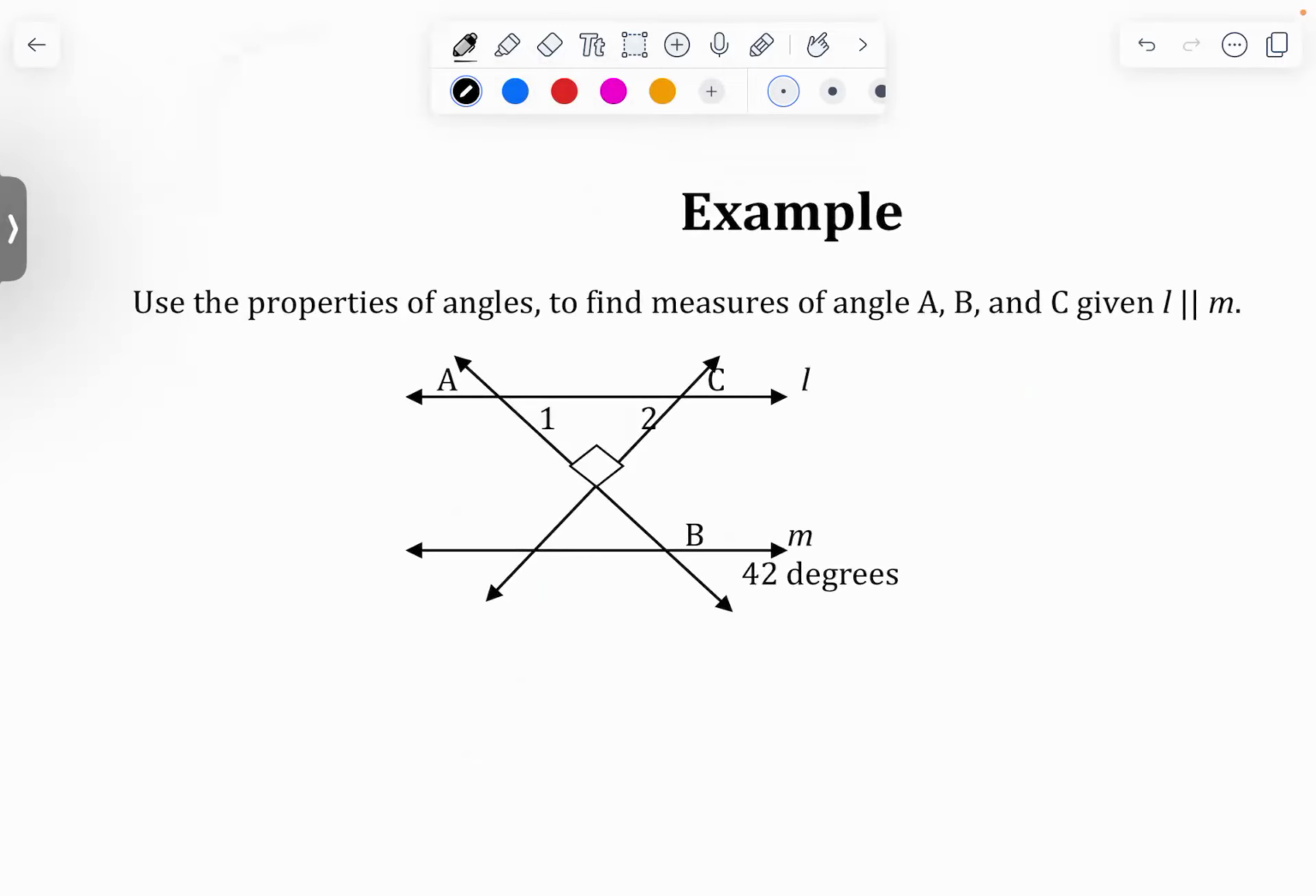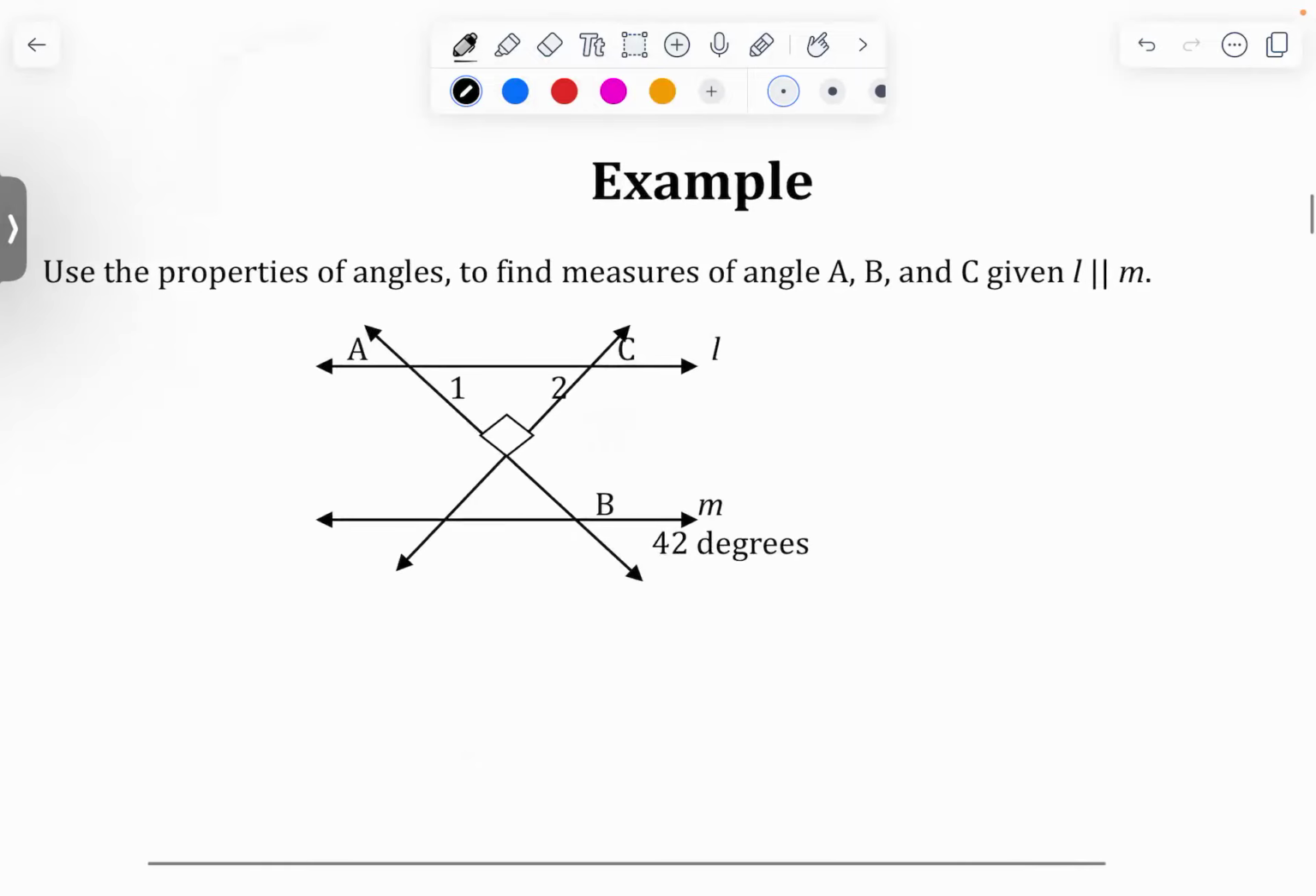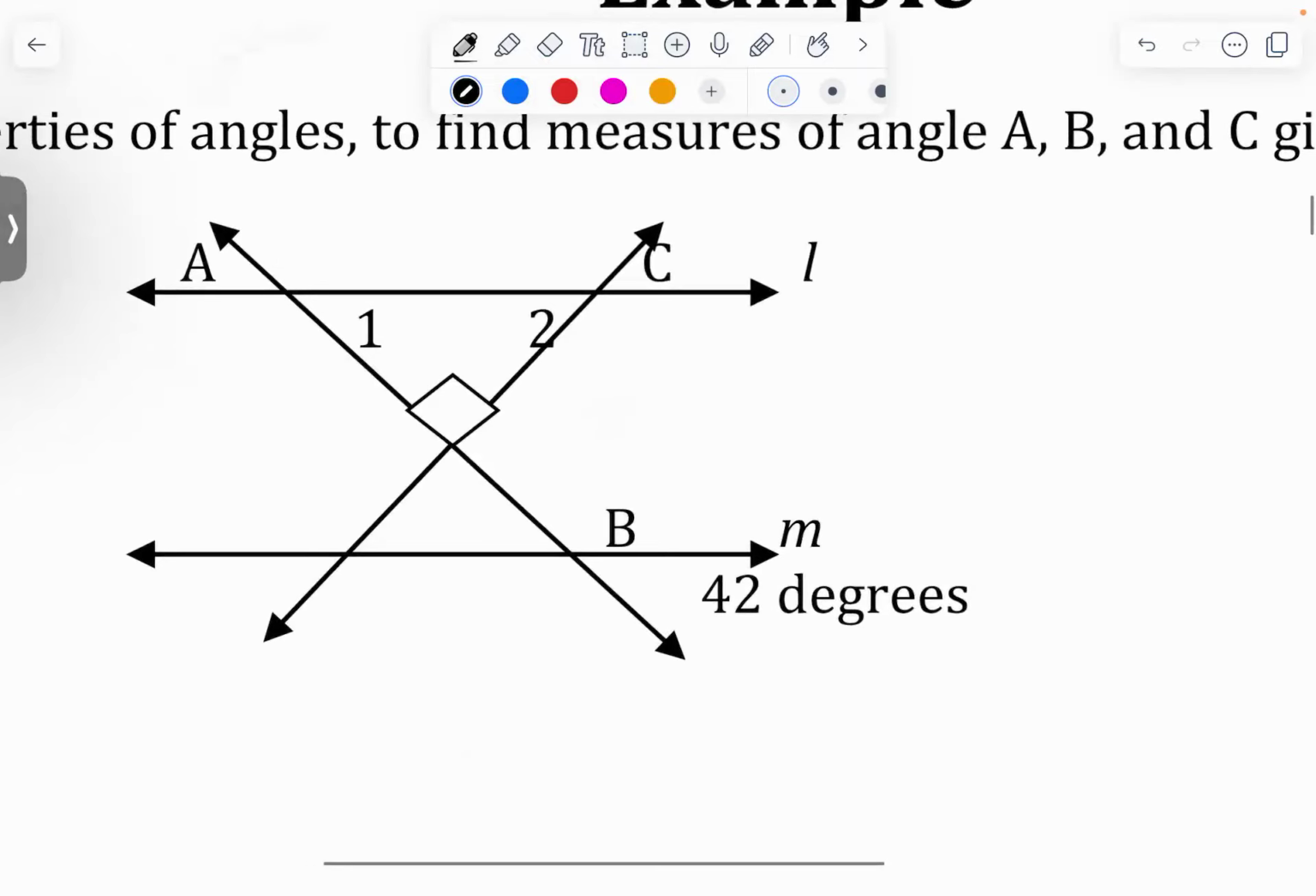So I want to use the properties to find the measures of angles A, B, and C given these 2 lines are parallel and we have a transversal between them. Super important to notice, I started with 1 angle here. I have about 20 other angles. Actually technically I have 2 angles because this one is told to us with the box, that means it's 90. So I know 2 pieces of info and I'll be able to find the other 18, 19, whatever angles that remain.